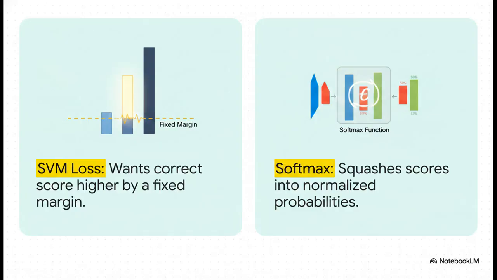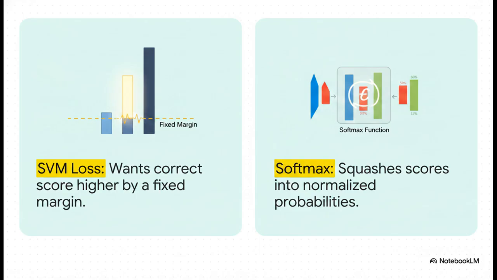Let's see how this builds into two of the most popular loss functions used in machine learning today. On the left, we have the multi-class SVM, or support vector machine loss. The SVM is kinda laid back. It is perfectly happy and calculates zero loss as long as the score for the correct class is higher than all the incorrect classes by a specific, fixed margin. Once it clears that bar, the SVM stops worrying.